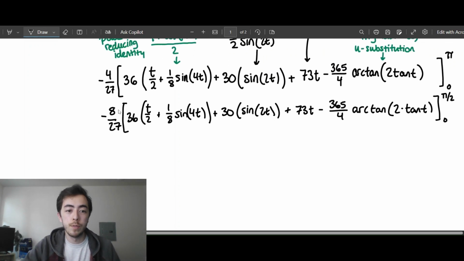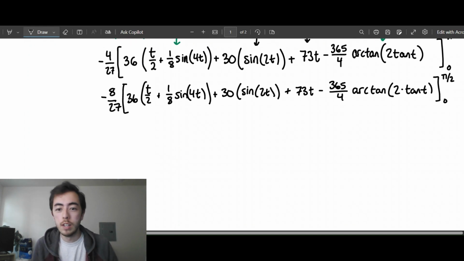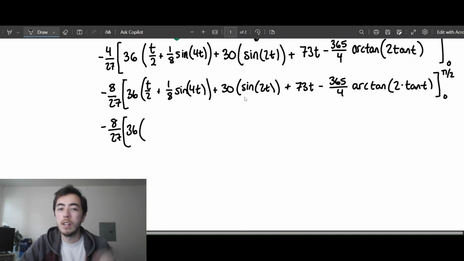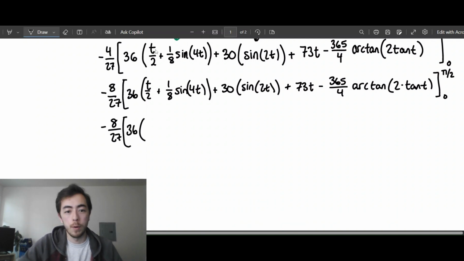I doubled this 4 to an 8 to represent the fact that we're halving our interval, but then we need to double it to compensate. So if we plug in pi over 2, plug in 0, do the subtraction, we should get pi over 27. So let's see what happens. The negative 8 over 27 will just stay. The 36 will be right here.